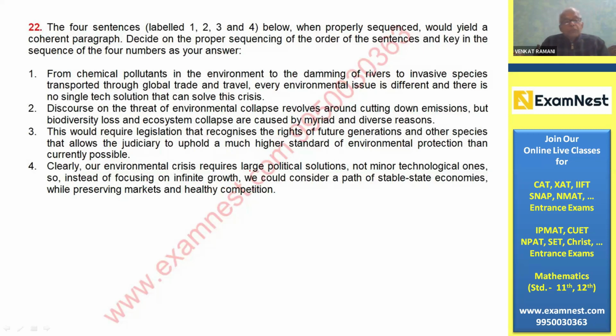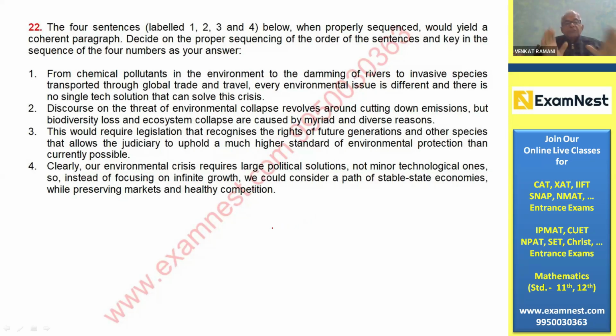From chemical pollutants in the environment to the damming of rivers to invasive species transported through global trade and travel, every environmental issue is different, and there is no single tech solution that can solve this crisis. Look at 3, it says this would allow, and so forth. If you read number 2: discourse on the threat of environmental collapse revolves around cutting down emissions, but biodiversity loss and ecosystem collapse are caused by myriad and diverse reasons. 2 is a general statement, so I think you can have 2 as the first sentence.